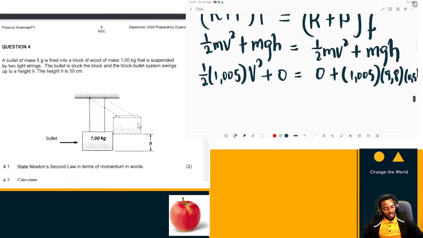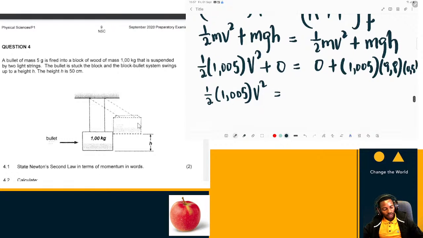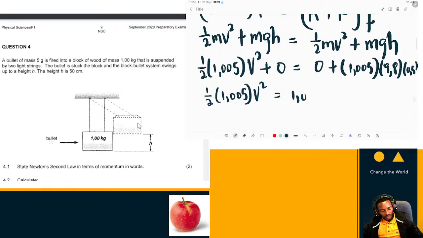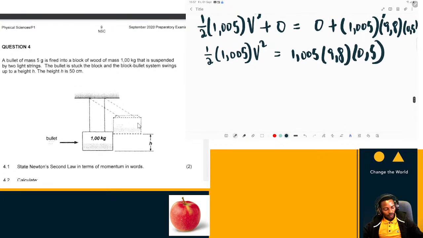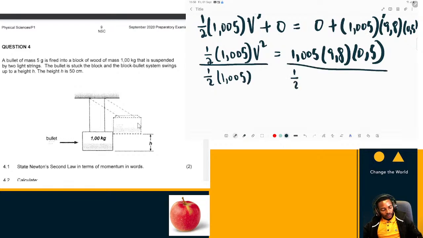So now this potential energy equals half times 1.005 times v squared plus 0. This 0 is not significant, so we can drop it. So we're going to have half times 1.005 v squared equal to 1.005 times 9.8 times 0.5. Then we want to isolate this velocity, so we're going to divide by half times 1.005. All right, so this and this cancel. Then we'll have v squared equal to this, and this half is equivalent to 0.5, so we're left with 9.8.